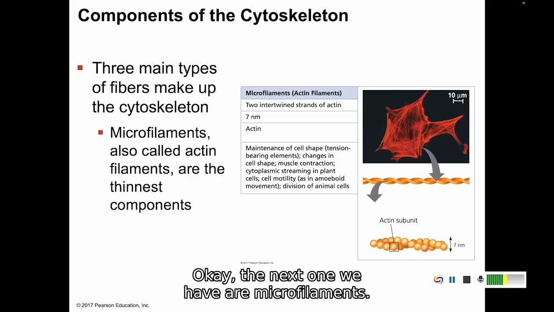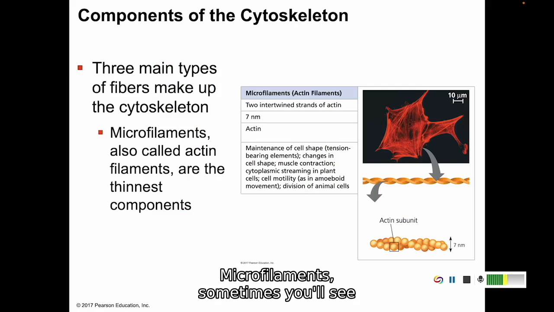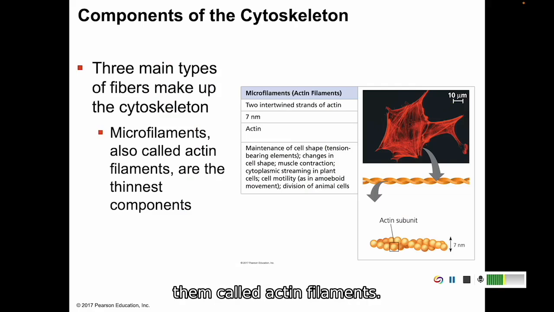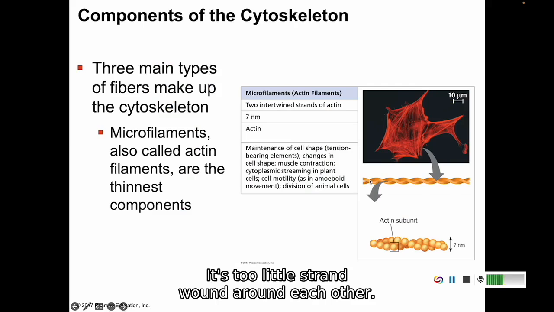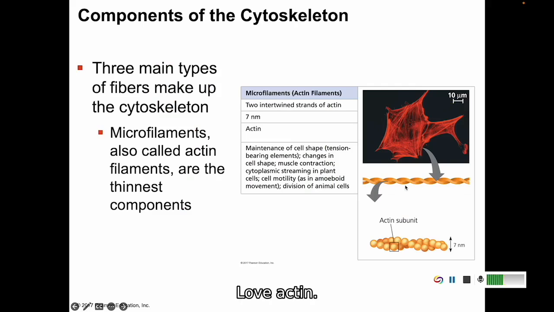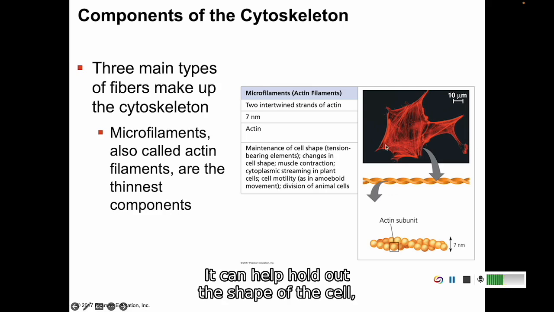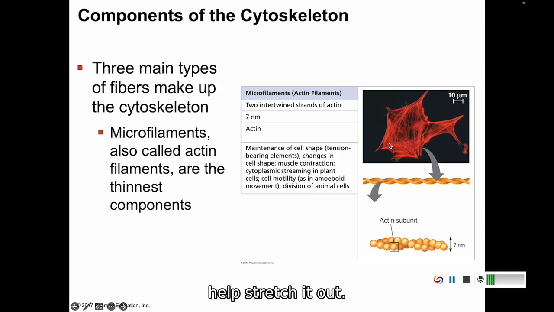Okay, the next one we have are microfilaments. Microfilaments, sometimes you'll see them called actin filaments. Actin's pretty thin. It's two little strands wound around each other. I love actin. I think actin is so beautiful. It is a tension-bearing element. It can help hold out the shape of the cell, help stretch it out.